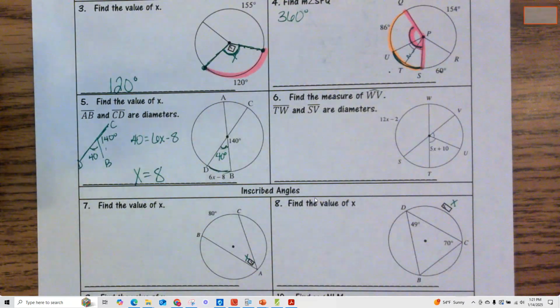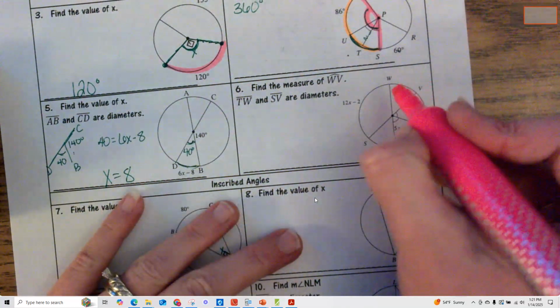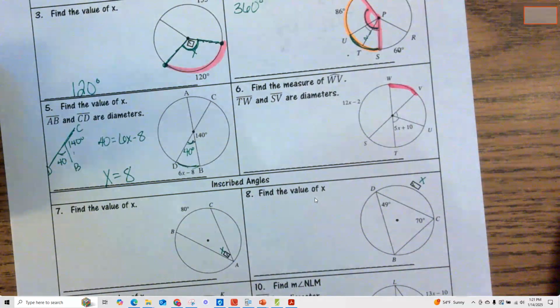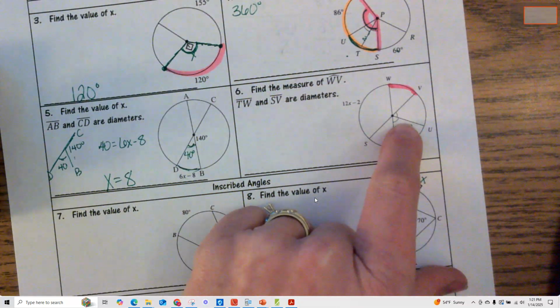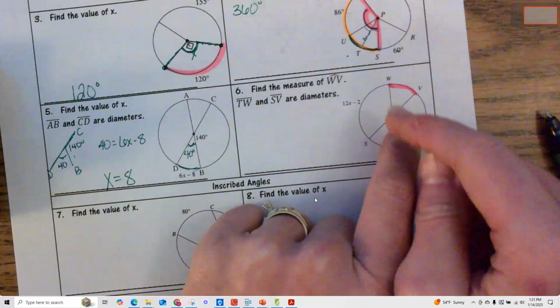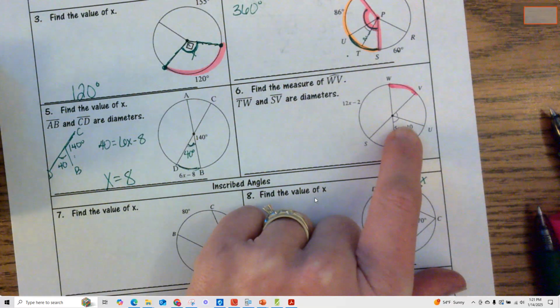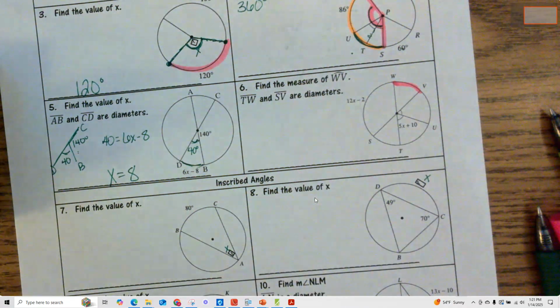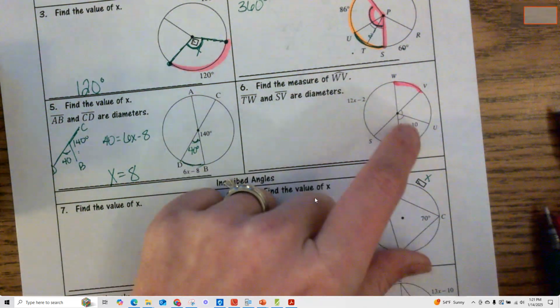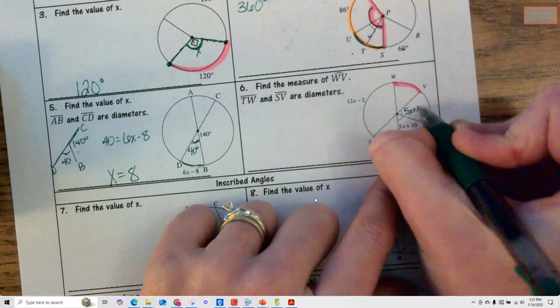All right, on to number 6. 6 is a doozy, okay? Find the measure of WV. Okay, here's why this one is a doozy. You see that little arc in there? See that little arc in that next one? That means those two measure the same. Okay, and your eyeballs go, but they don't look the same. Remember, you can't always trust your eyeballs. You got to go by the symbols. So if this one is 5x plus 10, this one is 5x plus 10.